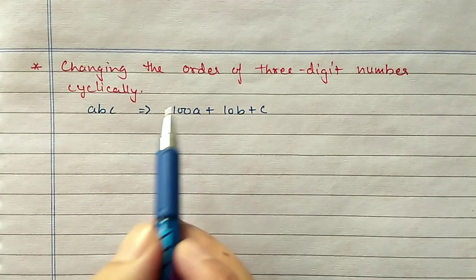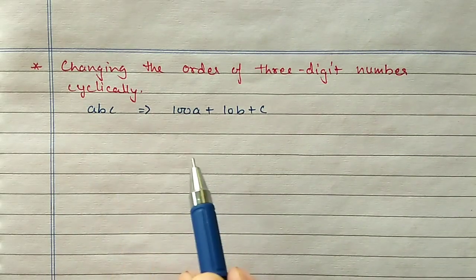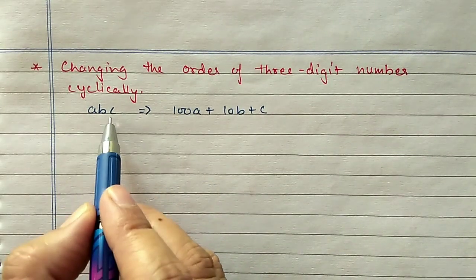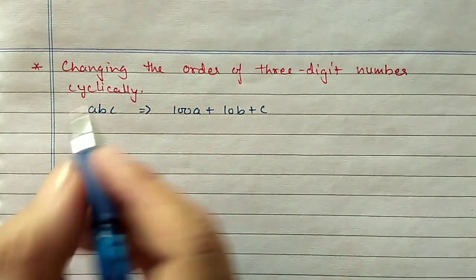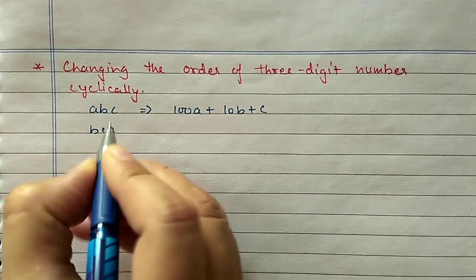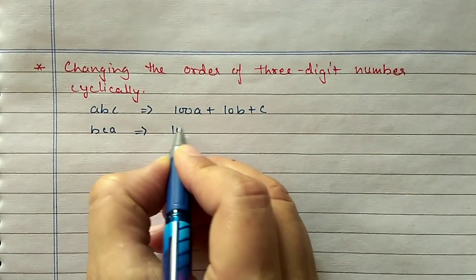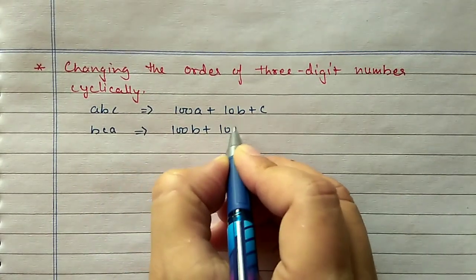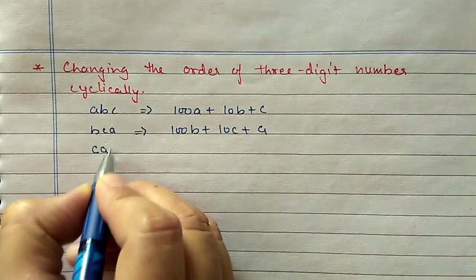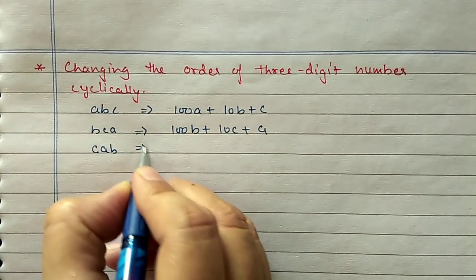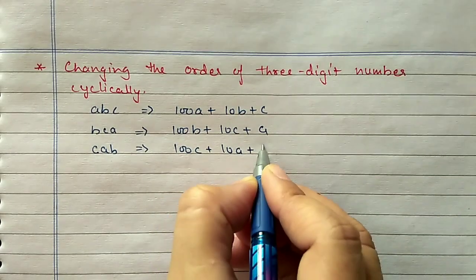The next property we have is changing the order of a 3-digit number cyclically. It means we change the digits in cyclic order. For example, if we have a number ABC, the general form will be 100A plus 10B plus C. Another number will be BCA, where we just shift A to the back. The general form of this number will be 100B plus 10C plus A. Then again we can change the order to CAB, shifting B to the back, so it will become 100C plus 10A plus B.